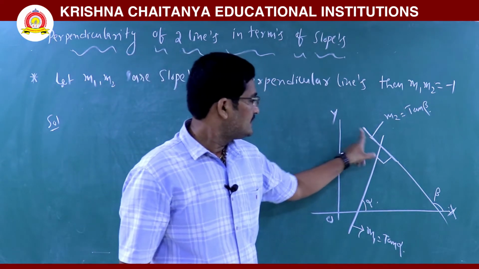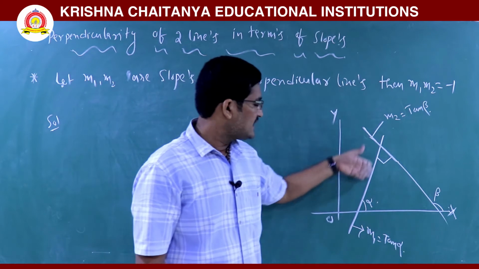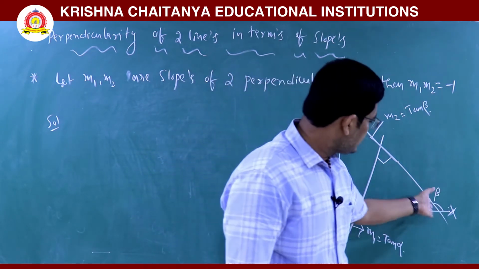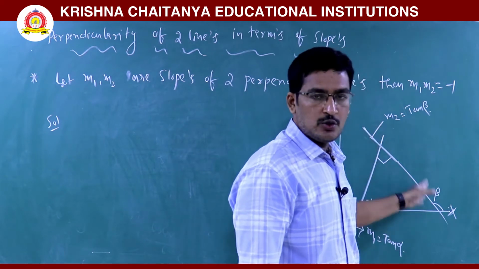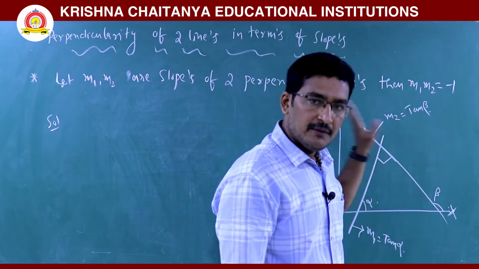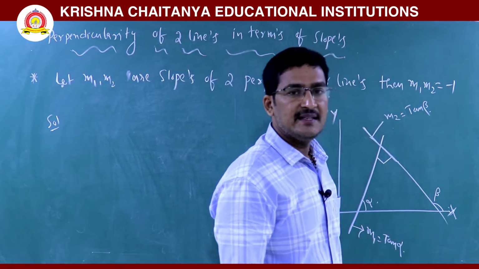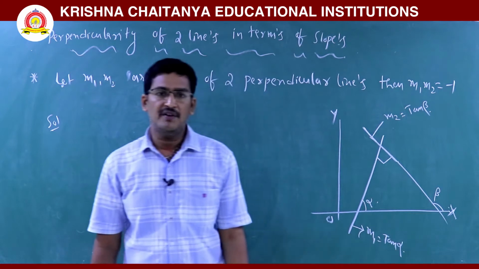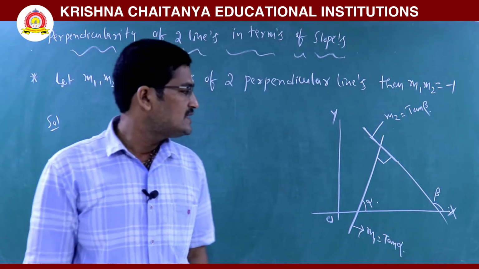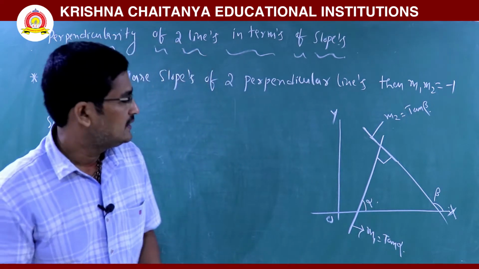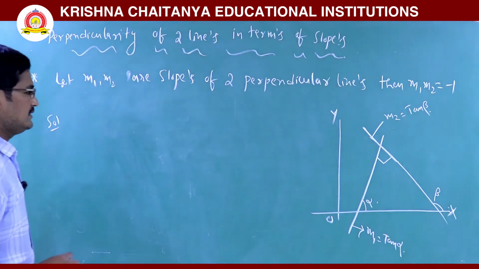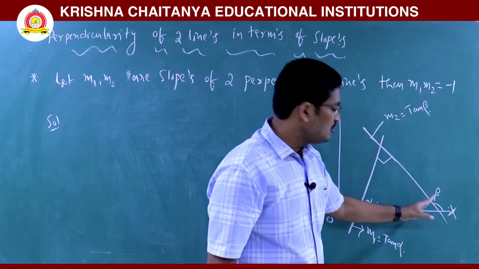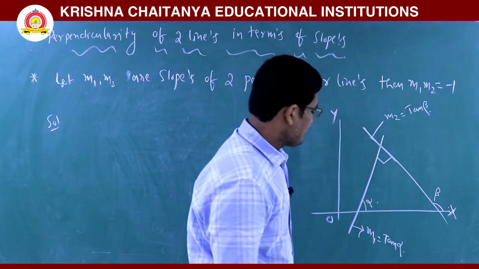So the inclination of this line is alpha, automatically the slope of this line is tan alpha. Inclination of this line is beta, automatically the slope of that line is tan beta. From the data, the slope of the first line is m1, so m1 is equal to tan alpha. The slope of the second line is m2, so automatically m2 is equal to tan beta. Now the question is, what is the product of m1 into m2?